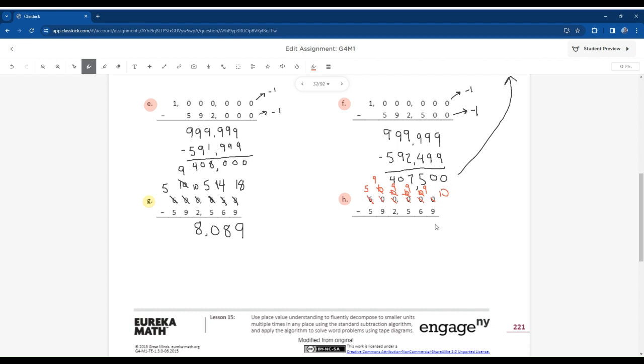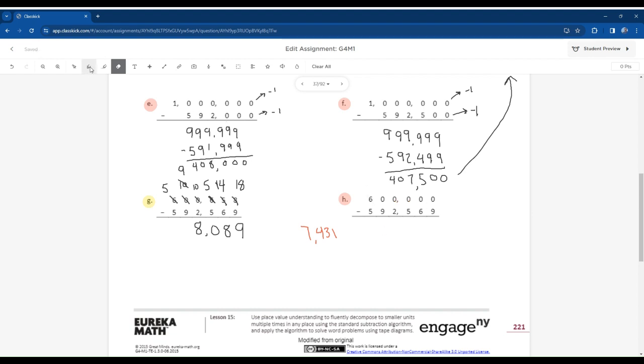So 10 minus 9, we have 1. Since I have all these 9s up here, I'm able to subtract pretty easily. 9 minus 6 is 3. 9 minus 5 is 4. 9 minus 2 is 7. 9 minus 9 is 0. And 5 minus 5 is 0 to make 7,431. And again, we can show this by just subtracting 1 away from each number.